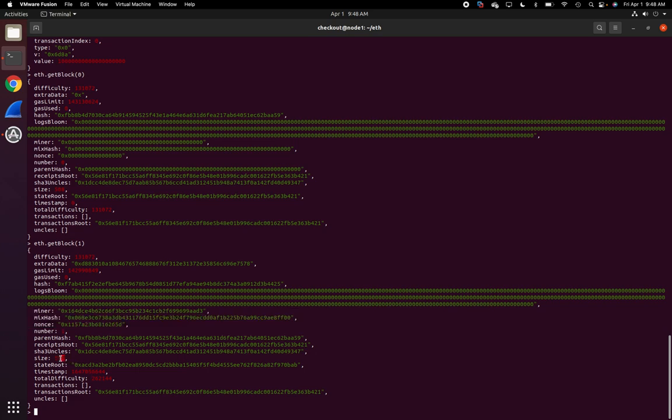And we see the size is different because it has more information about the nonce, mix hash, and the miner. The timestamp is different because it's not the first one in the chain. It's the first one added to the chain, just not the first one in the chain. And we see the total difficulty as well has gone up, as it always does throughout time.